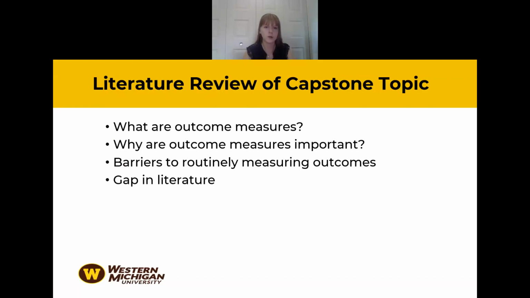In terms of my literature review, I focus primarily on outcome measurements, specifically what they are, types of outcome measurements, why they're important, barriers to routinely measuring outcomes, as well as what gaps there were in the literature. For what outcome measurements are, they can either be standardized or non-standardized and can measure a change in patients' occupational performance, participation, and overall functioning over time.